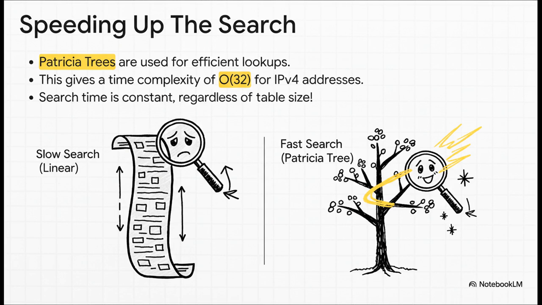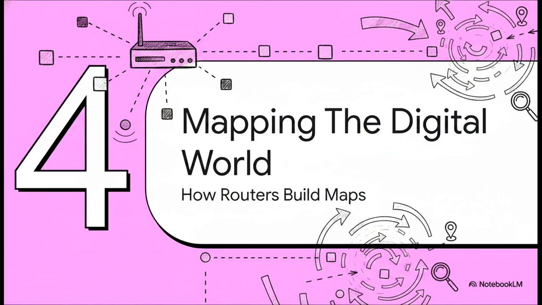For a standard 32-bit IP address, this means it can find the longest prefix match in a maximum of 32 steps. It doesn't matter if the table has 10 routes or a million, it's always just 32 steps. That incredible efficiency is what allows the internet's core to operate at mind-boggling speeds. So these routers have these super fast, super efficient forwarding tables.